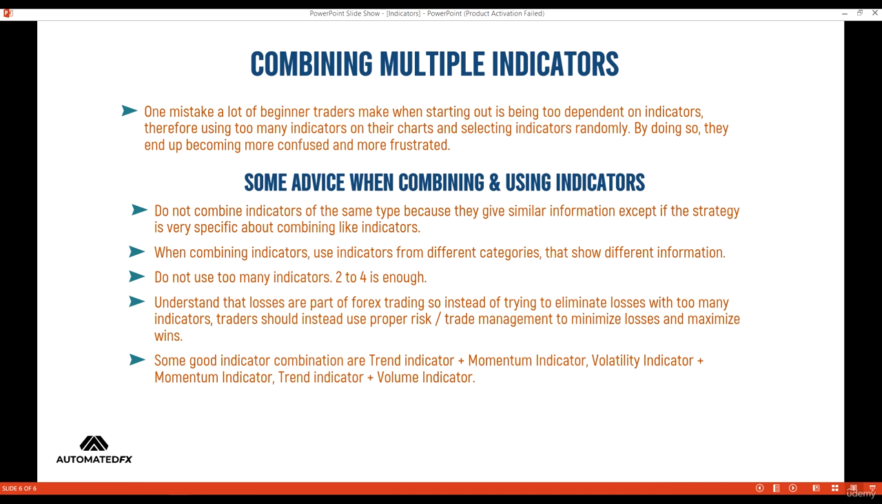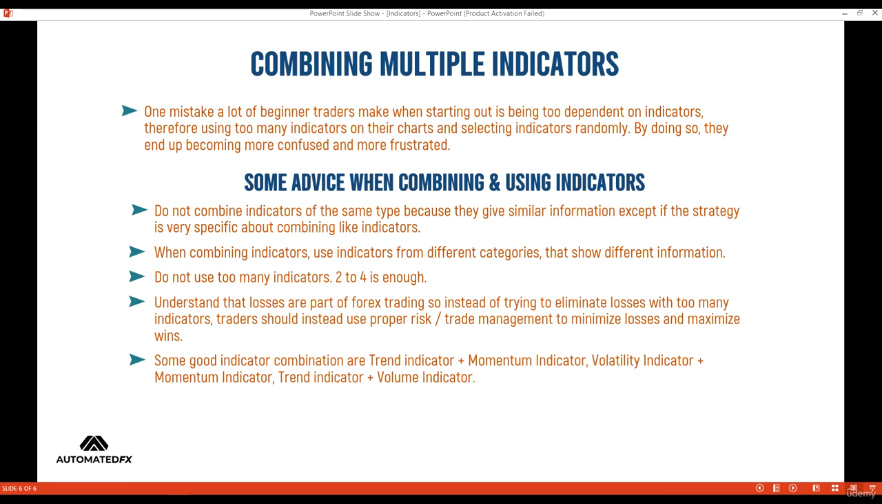having too many indicators will not give you the perfect strategy. There is no perfect strategy. There is no perfect system in the Forex market. You can only try as much as possible to minimize your losses and maximize your wins, because losses are part of trading. Adding too many indicators to your chart, to your strategy, will not give you the perfect thing you're looking for. So that's something you should take note of.